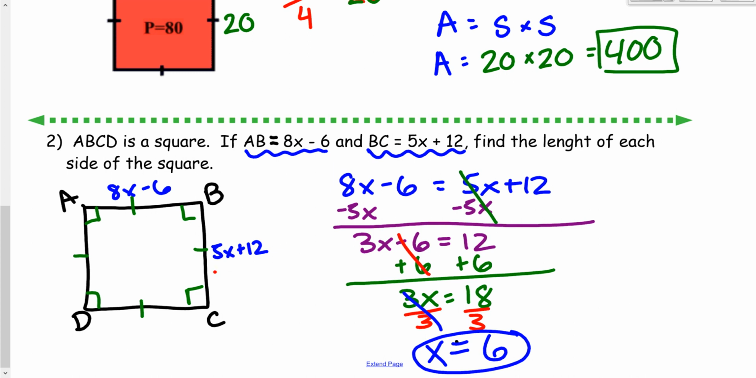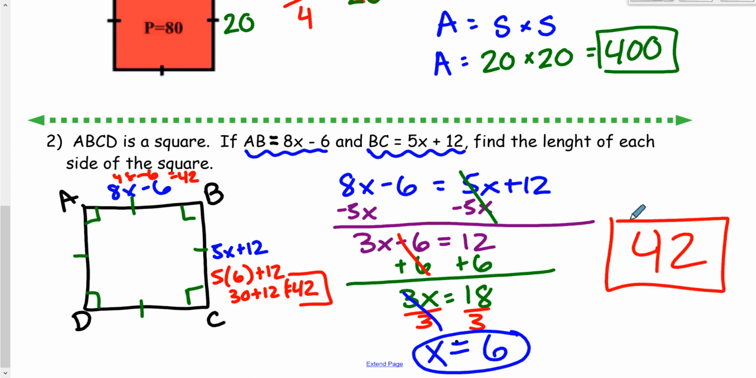Once I have x is equal to 6, I'm going to now plug them back in. So here, this is going to be 5 times 6 plus 12, which is 30 plus 12, which is 42. Double check, 8 times 6 is 48, 48 minus 6 is 42. Each side of the square is 42.